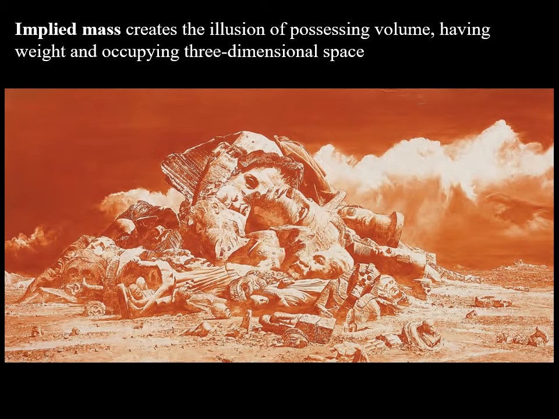So the 2D world, where everything is a flat surface, the picture plane is a flat surface, for the most part, is referred to as implied mass. We talked about shading and modeling with the hatching and cross-hatching, describing it as a way to create the believable image that you're looking at a 3D object, although you're really looking at a flat surface.